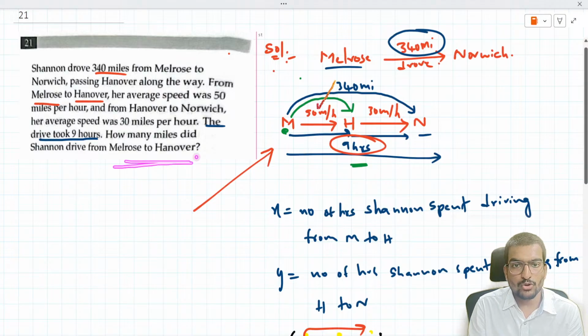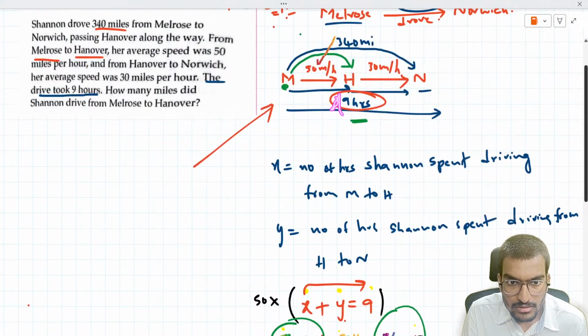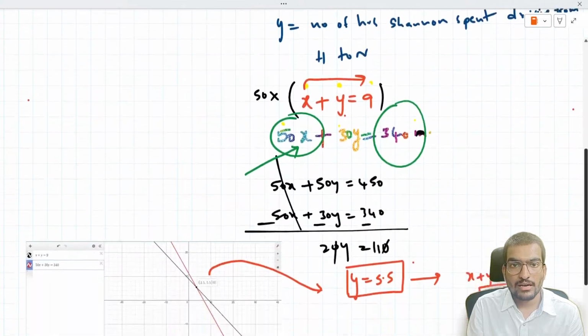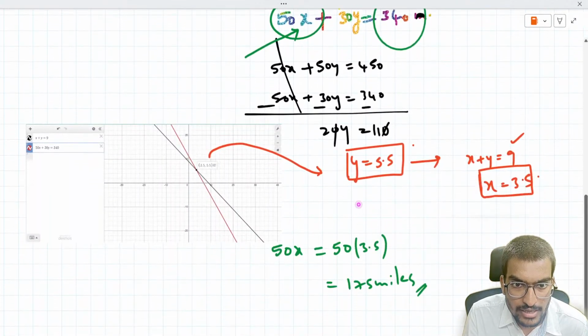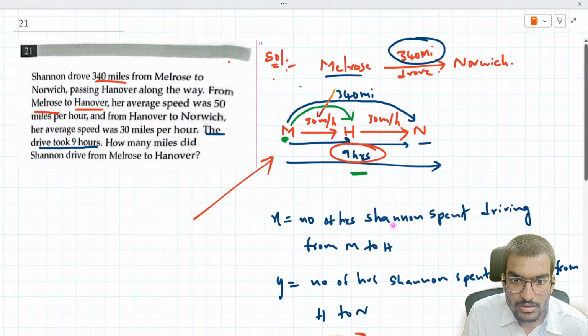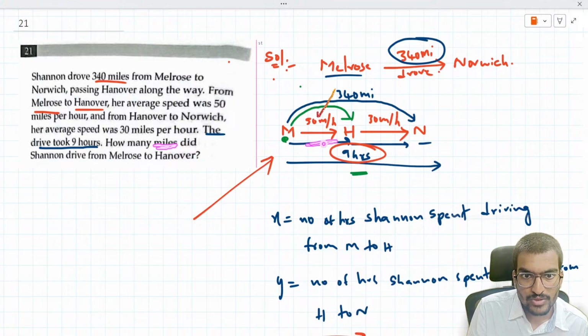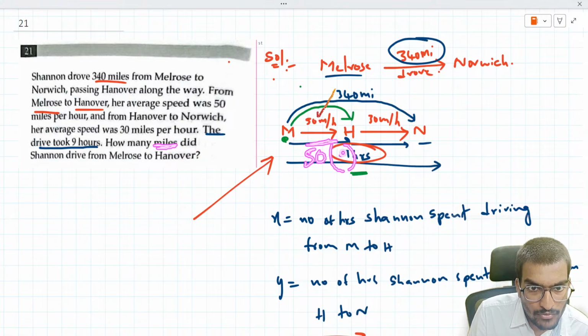I need Melrose to Hanover. I considered the time driving from Melrose to Hanover as x, and from here to here I considered y. What do we need to find? How many miles? So it is 50 into the number of hours we are finding.